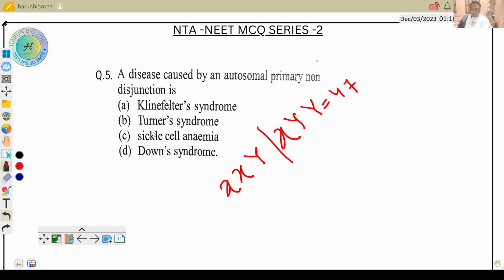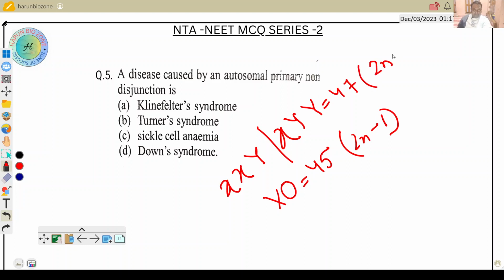Number 2 is Turner syndrome. Turner syndrome occurs in females where the number of X chromosomes is decreased, and only one X chromosome is present. So the chromosome number becomes 45. This is 2n minus 1, monosomy, and the other is 2n plus 1, that is trisomy. Example. Number 3, sickle cell anemia.